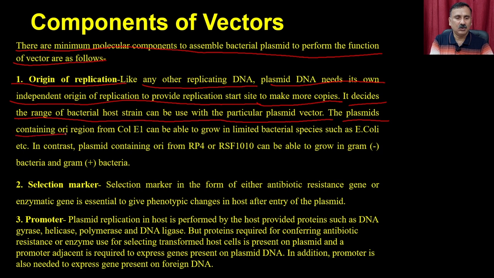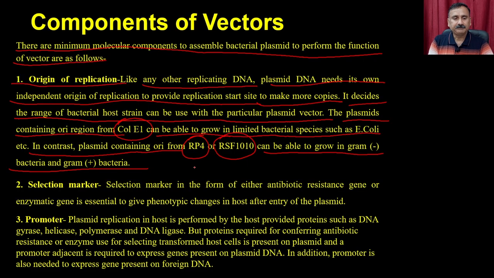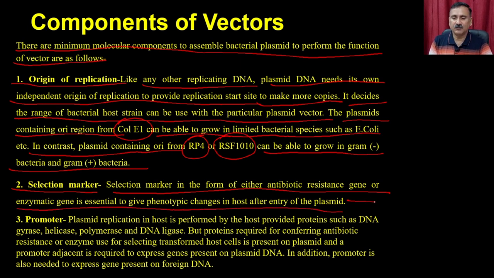A plasmid containing the region from ColE1 can grow in limited bacterial species such as E. coli. In contrast, a plasmid containing the origin of replication from RP4 or RSF1010 can grow in gram-negative as well as gram-positive bacteria, which means depending on the origin of replication, you can decide the range of hosts you can use. Then you also require selection markers in the form of either antibiotic resistance genes or enzymatic genes giving phenotypic changes in the host after entry into the host.